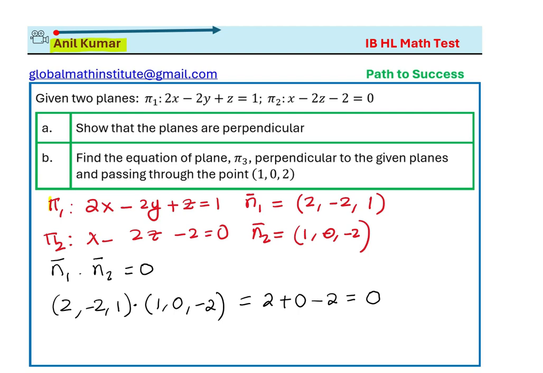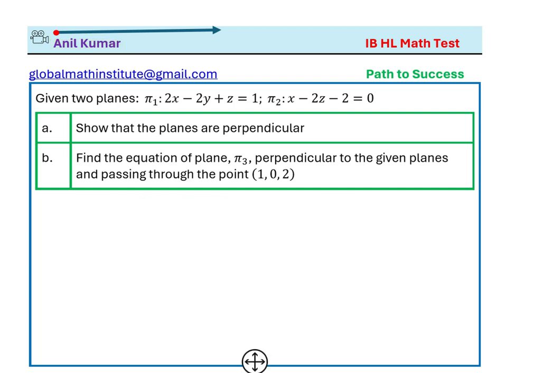Now, since the dot product is 0, we say that the plane pi 1 is perpendicular to the plane pi 2. Makes sense, right? So these are all the steps you need to go through to get to the result. Perfect. Now, the second part is to find the equation of plane pi 3. Let's move on to a fresh page. Now we'll find the equation of plane pi 3 perpendicular to the given planes, right?